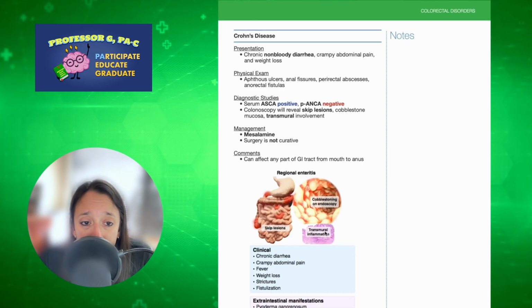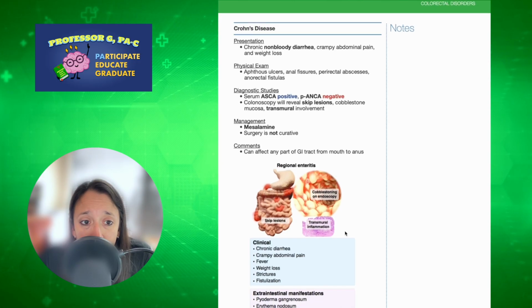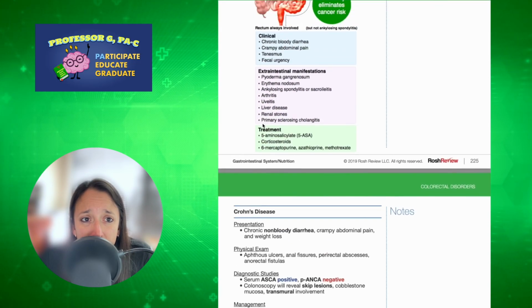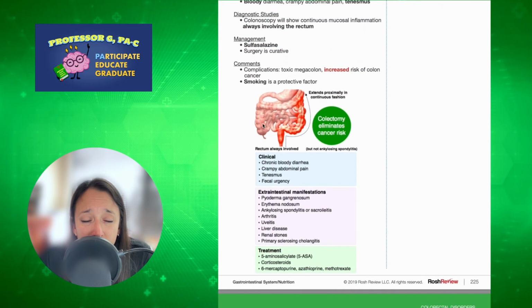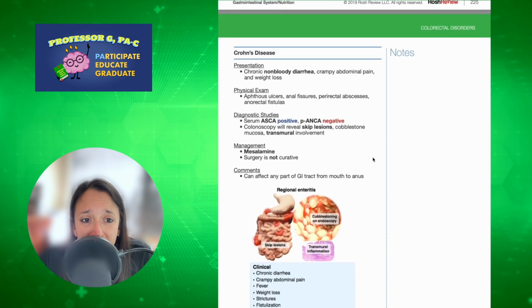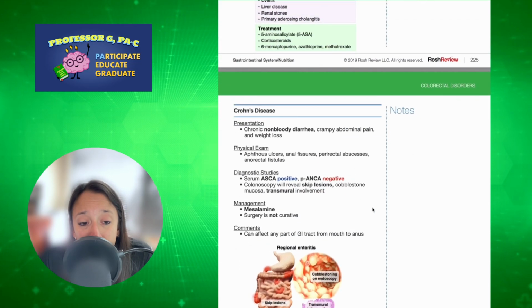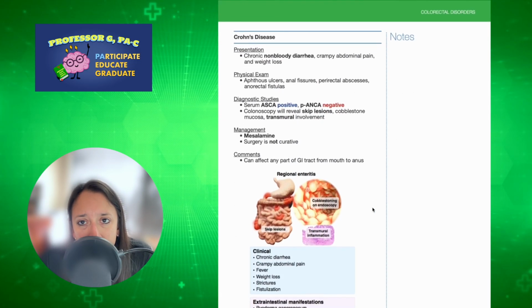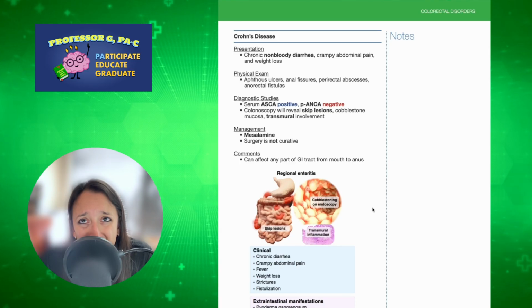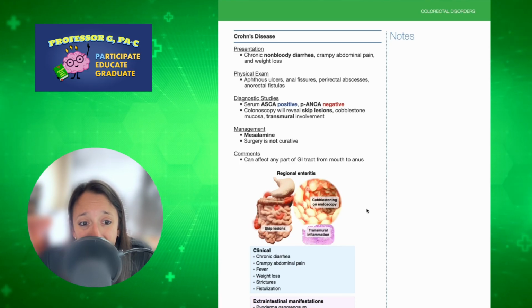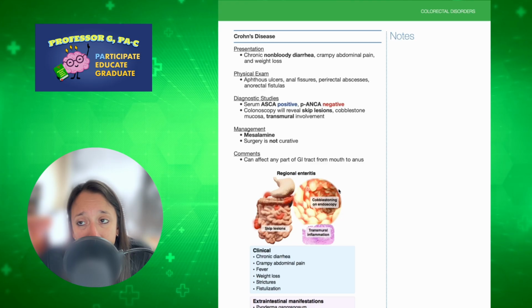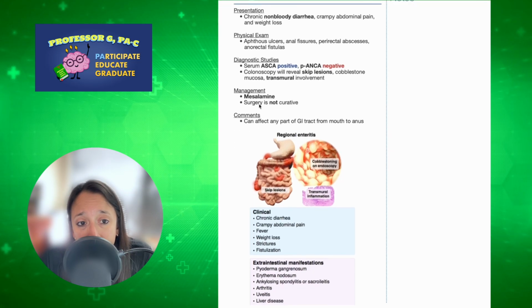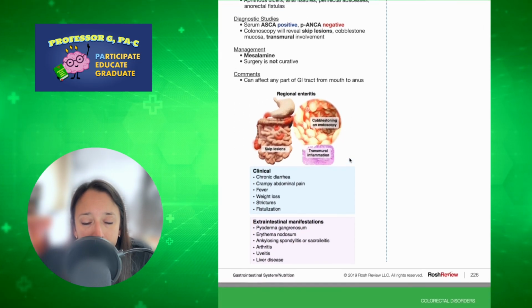And that's how we usually make the diagnosis. We can give mesalamines, but we don't see them used nearly as often as we see in the ulcerative colitis population. The treatment for Crohn's is quite extensive and quite complicated. Surgery is not curative because it often inflames the small bowel. Remember, it can affect any part of the GI tract.